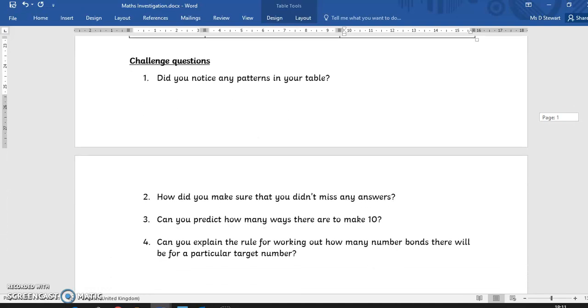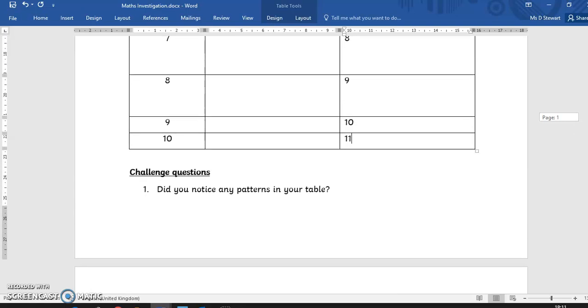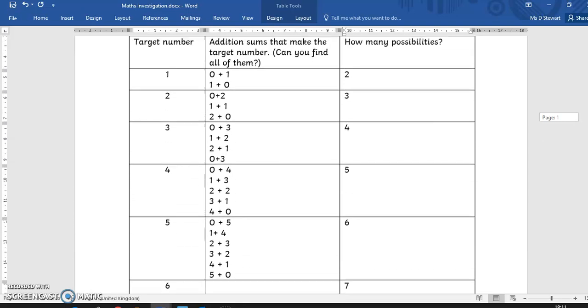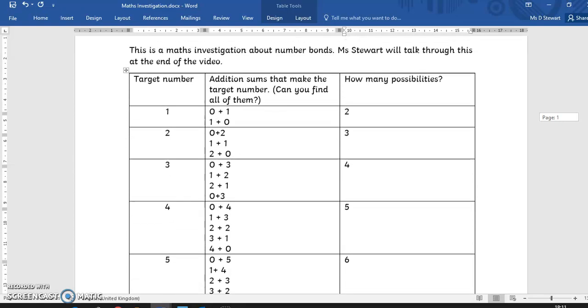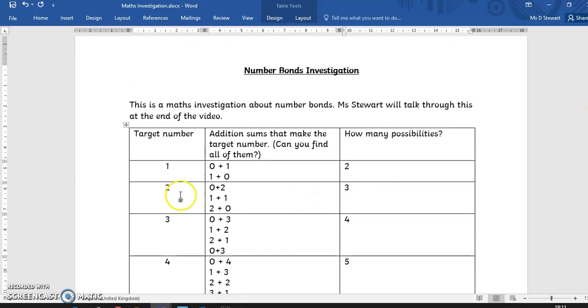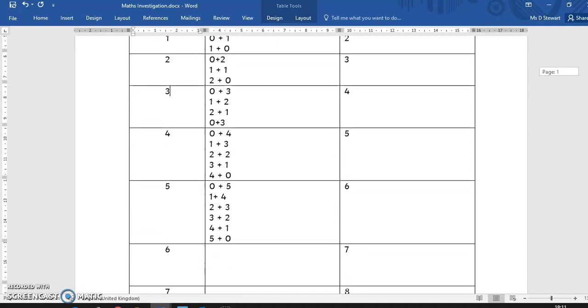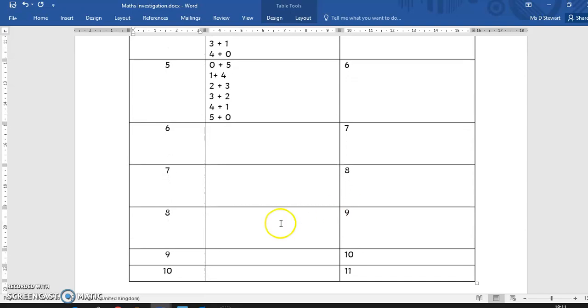And then it says, can you explain the rule for working out how many number bonds there will be? Now, if you were to give this to some of our older children, probably our year 6 or the senior school, they might use something called algebra. We're looking for some words. So I can see whatever the target number is, the number of possibilities is 1 bigger. The target number was 2, the possibilities are 3. If the target number was 3, there were 4 possibilities. So you can see that pattern all the way down.